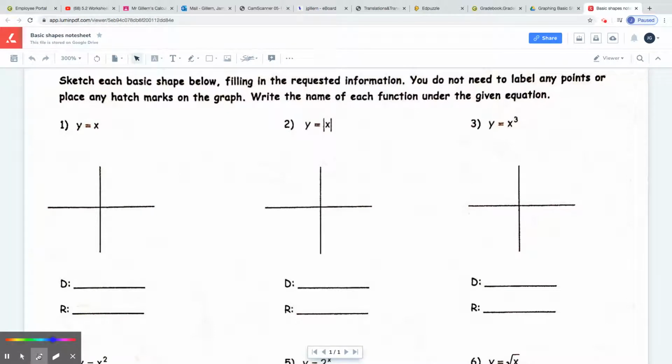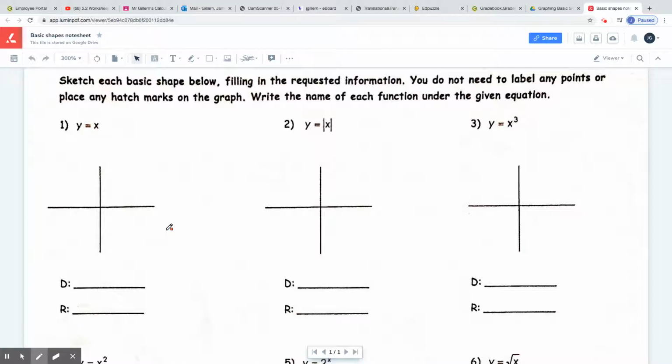Okay. So I'm going to go through and just review these. And really your only assignment today is to watch this video and to memorize the basic shapes. All right. Nothing really to submit except to watch this video. Okay. All right. So y equals x.